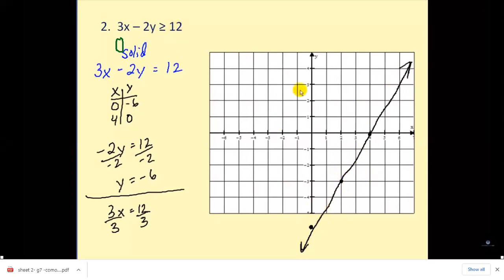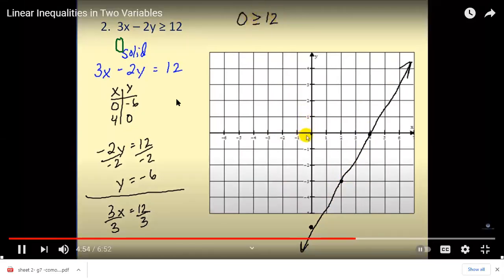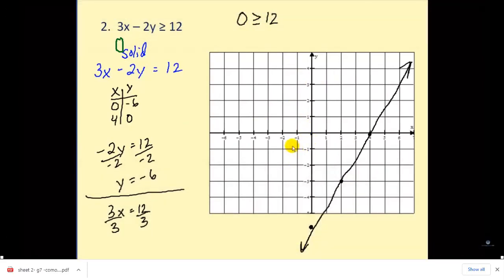Because this is not solved for y, let's go ahead and pick a test point. Again, we'll choose 0, 0. So we'll sub in a 0 for x and a 0 for y. So the left side would be 0. Is 0 greater than or equal to 12? That's false. So if this point is false, this entire half plane would be false. Therefore, we want to shade the other half of the line.